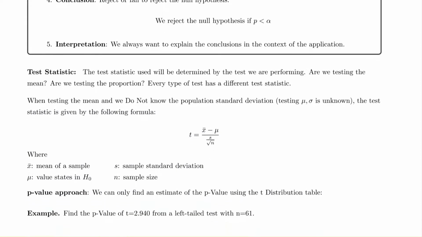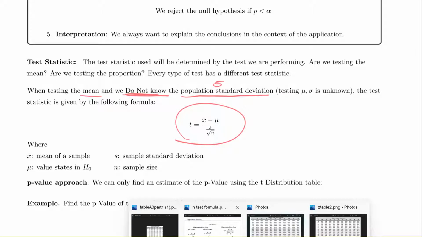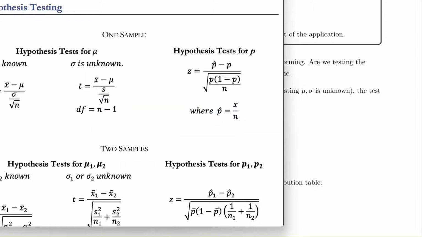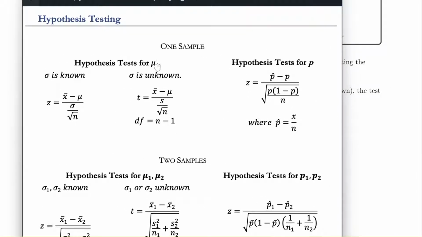So for test statistic, this is when testing mean and we do not know the population standard deviation. So then we use this t-distribution formula. And from the formula sheet, it is this one right here. We're testing for population mean. We have two choices. In this case, we're looking at when population standard deviation is unknown. We use this formula to find test statistic.